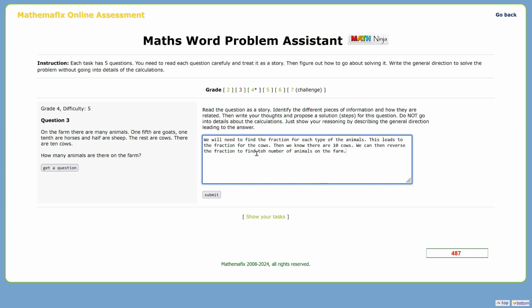Now that makes sense. So the idea is we find the fraction for each type of animal. This leads to the fraction for the cow, and then we know there are 10 cows, so we reverse that, and that should take us to the right answer. Okay, so that's the general idea. Now let's feed that into the AI.